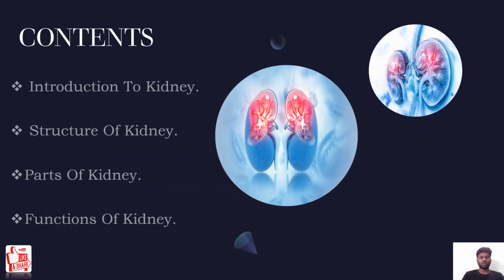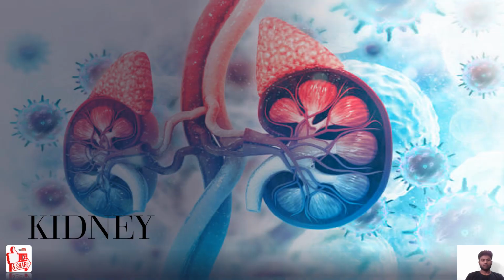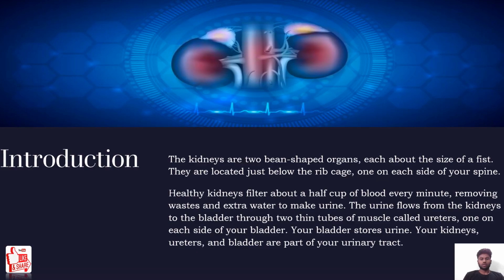Contents: Introduction to kidney, structure of kidney, parts of kidney, functions of kidney. Introduction: The kidneys are two bean-shaped organs, each about the size of a fist. They are located just below the rib cage, one on each side of your spine. Healthy kidneys filter about half a cup of blood every minute, removing waste and extra water to make urine.